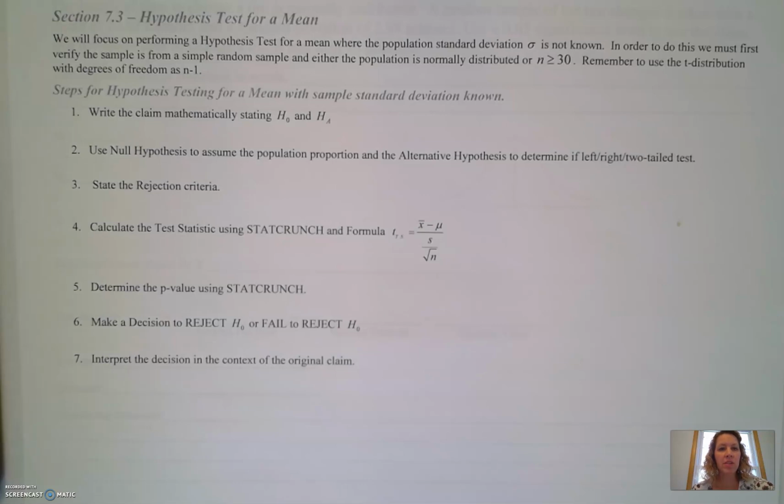Introduction to hypothesis test for a mean. In this section, we'll be focusing on performing a hypothesis test for a mean where the population standard deviation sigma is not known. We will only know the sample standard deviation.